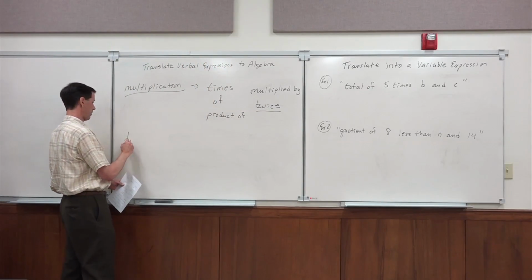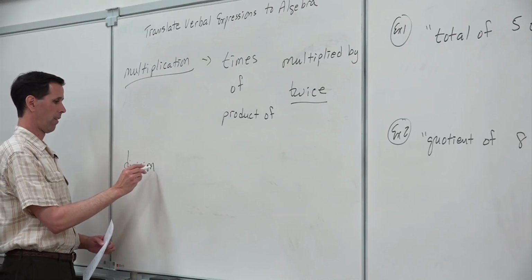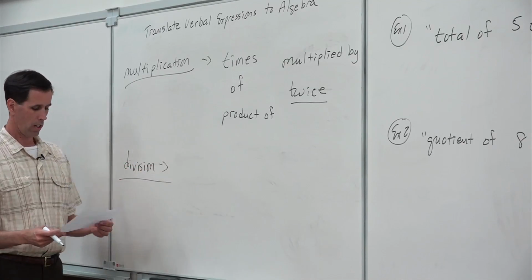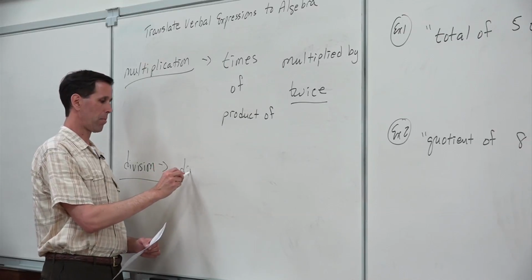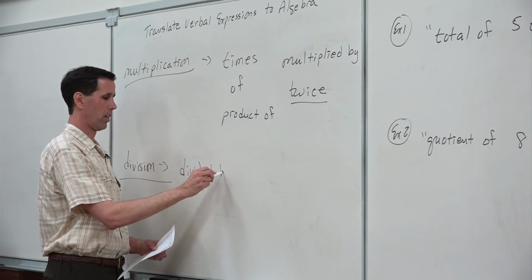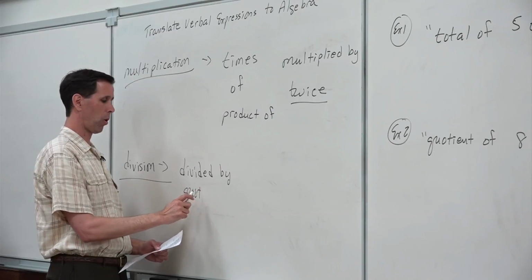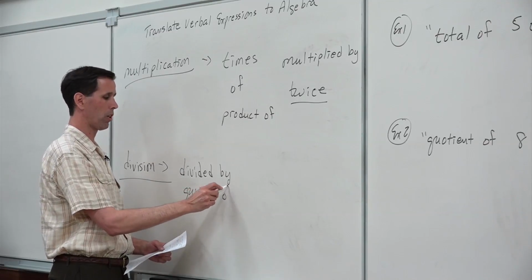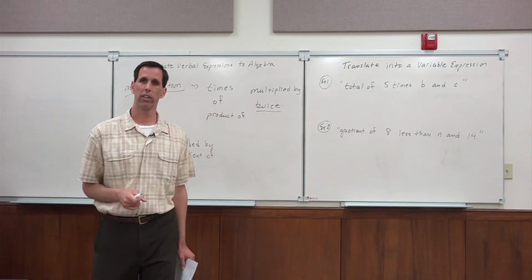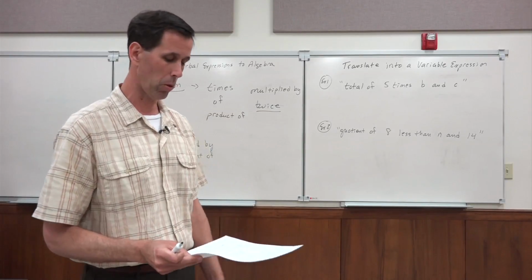Division. Obviously, you're going to start with divided by. Quotient of. Remember, the answer to any division problem is always called a quotient. So if somebody asked you to find the quotient of 20 and 10, you're obviously going to do 20 divided by 10. So you want to think quotient of.